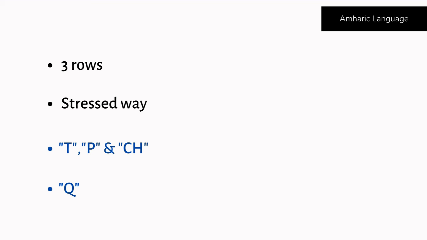The other 3 rows in this table take letters from the above categories, but the letters are read in a different way, in a stressed way. And these letters are T, P, and the combined letter CH. And the way these letters are read is T, P, and Ch, respectively. And the letter Q, having its own row in the table, is also read in a stressed way as T.